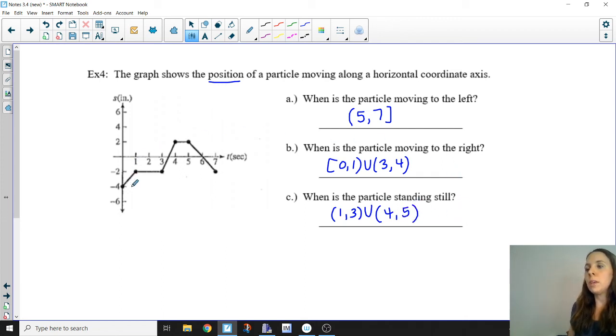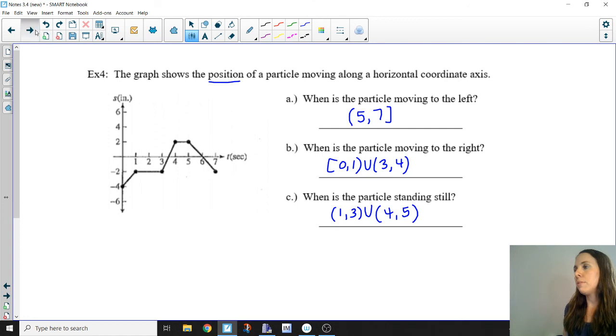So keep in mind that my little story focused mostly on the position, okay? However, what we're asked here is when, which is the times of those particular movements.